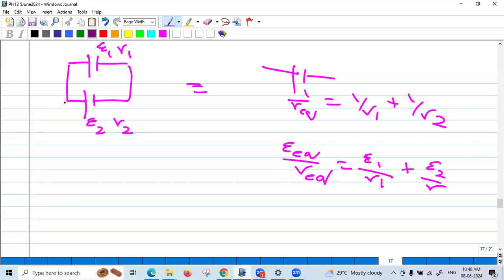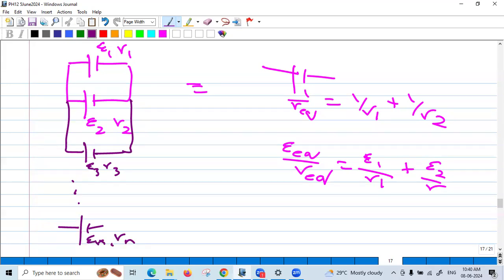So here there is a third cell, E3, which introduces R3, and so on up to N cells, where the Nth cell introduces RN. So this 1 by R equivalent will be 1 by R1 plus 1 by R2, and so on up to 1 by RN, like a parallel combination of resistors. And I have to add more terms here up to N by R equivalent. The same extension I can make here.